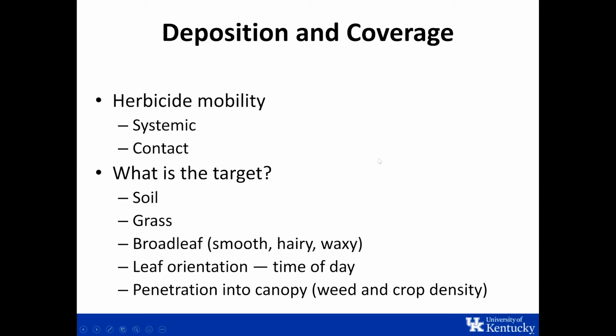Some other things you have to think about: what are you trying to target? Are you trying to target the soil? Are you trying to target a grass or a broadleaf? What time of day is it? Are those plants moving their leaves up and down? How much density or canopy do you have? What's your crop density? What's your weed density? We have to think about all of those things as well.